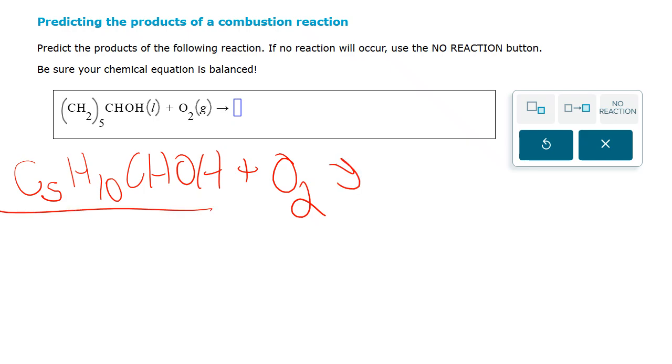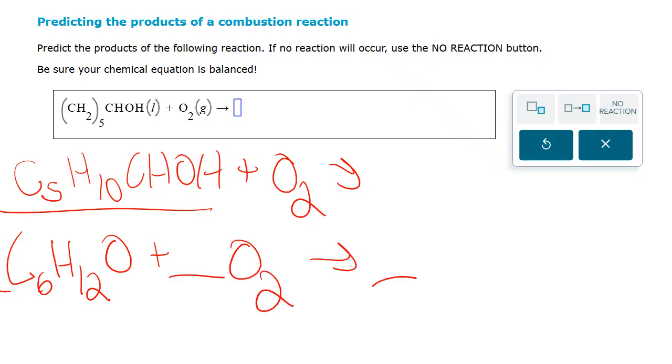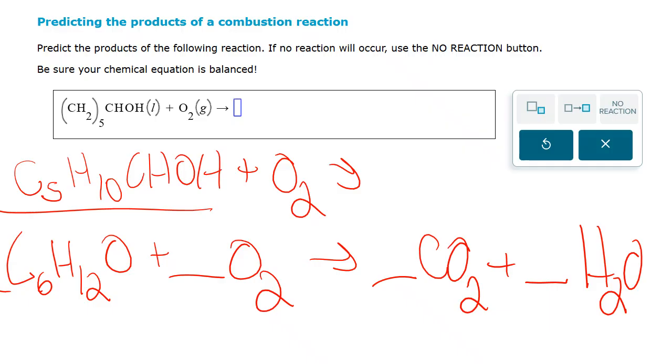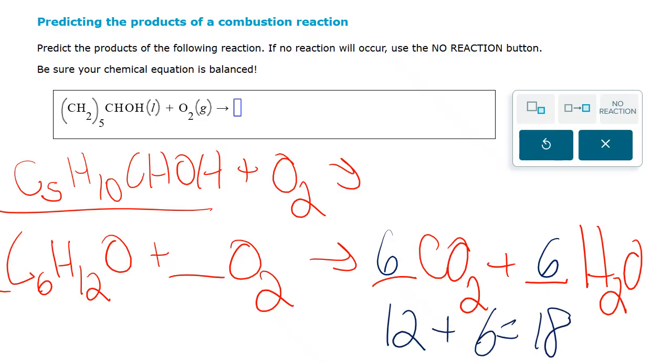I'm going to rewrite this just as C6H12O plus O2 forms CO2 and water. Balance carbons. I'm going to balance hydrogen. And then I got 12 oxygens plus 6 oxygens, that's 18 oxygen. And lastly, I'm going to balance oxygens.